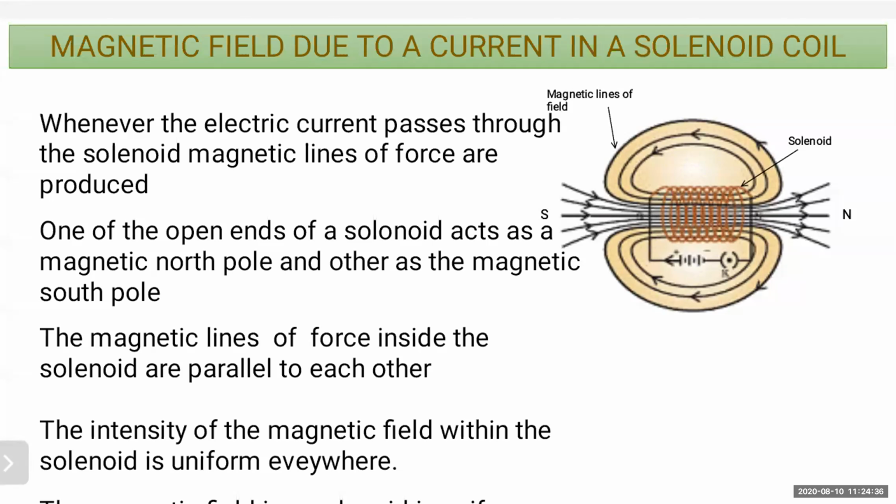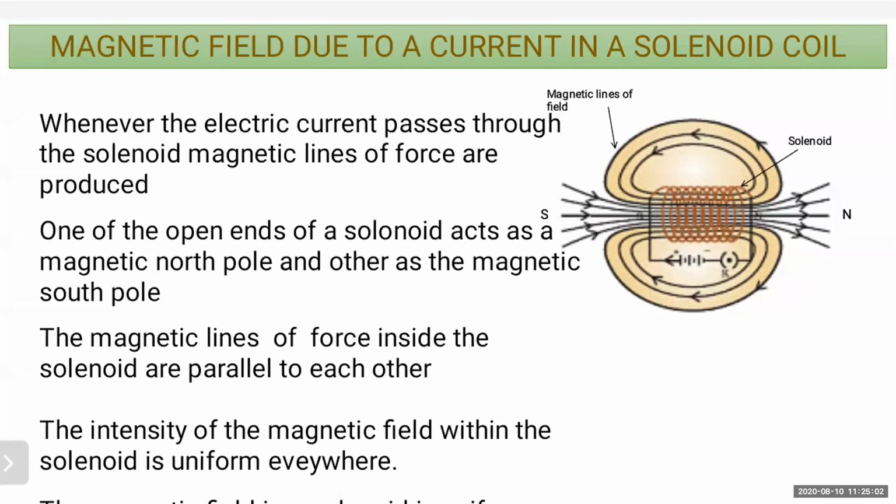First point: when a copper wire with a resistive coating is wound in a chain of loops, that is called a solenoid. Whenever an electric current passes through the solenoid, magnetic lines of force are produced. Now this is the pattern of magnetic lines. Look at that diagram, look at that figure.